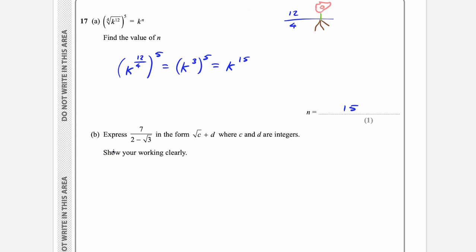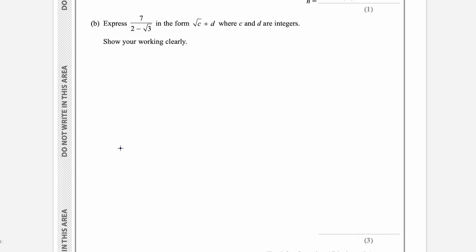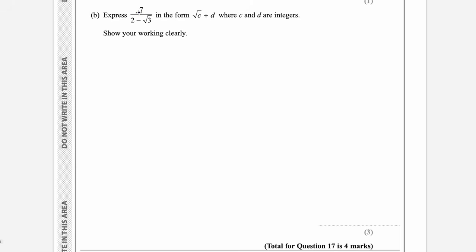Okay, part B. Express this in this form, c into your integers. Okay, so this, guys, is definitely a rationalizing the denominator question. So this over this times 2 plus root 3 over 2 plus root 3. To rationalize the denominator, you multiply above and below by the conjugate of the denominator, which is the opposite sign to this. Okay, then you go multiply the top.